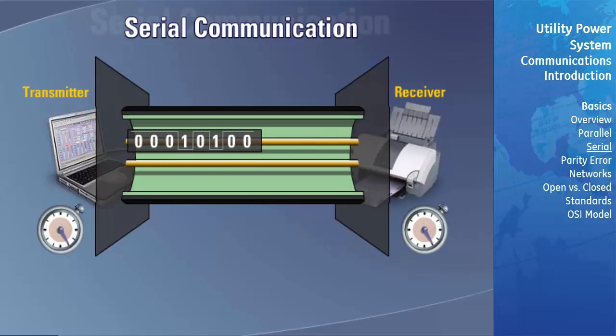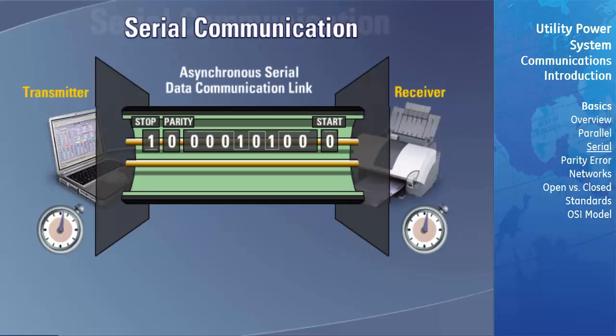To ensure that the receiver of the data knows what to do with the data bits, the data is usually arranged in a particular format. Some additional information is also added so that the message can be effectively transmitted and understood at the receiving end. Let's take a look at the most common form of serial link, the asynchronous serial data communication link.